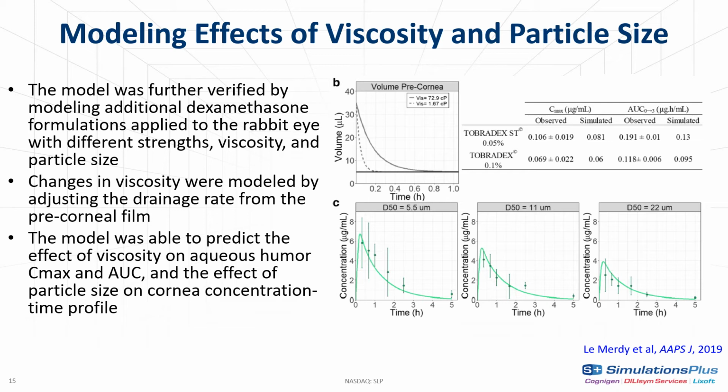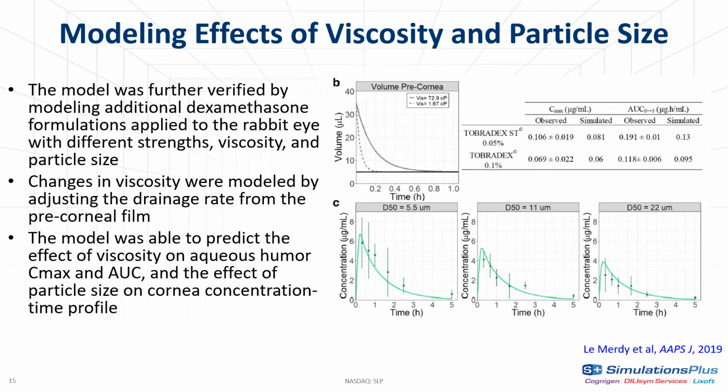We modeled the effective viscosity changes by adjusting the drainage rate from the precorneal film. With this viscosity adjustment, which was according to the different viscosities of the formulations, we were able to predict the effect on the aqueous humor Cmax and AUC. We also had cornea concentration time profiles for suspensions with different mean particle sizes. And as you can see, the model was also able to predict the effect of these different mean particle sizes on the concentration time profiles. So with this further verification of the model, we were very happy.